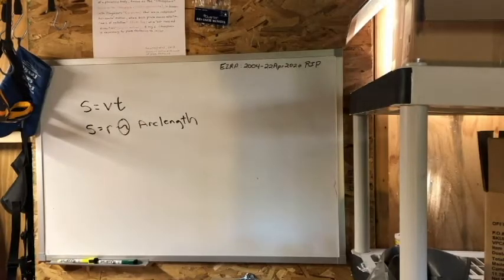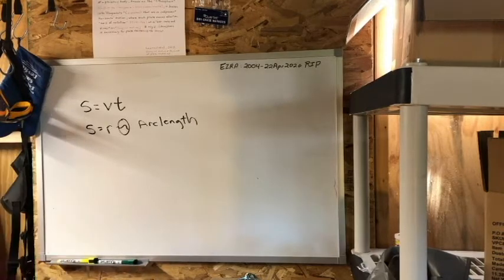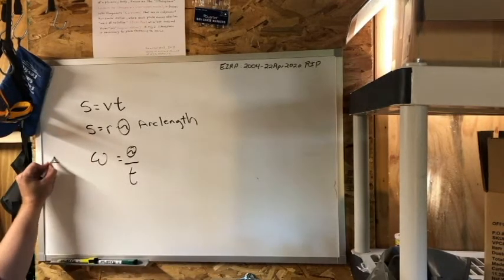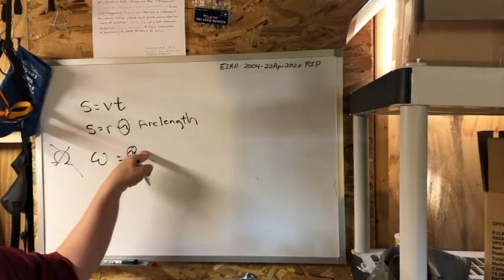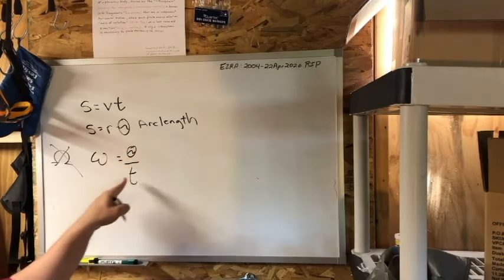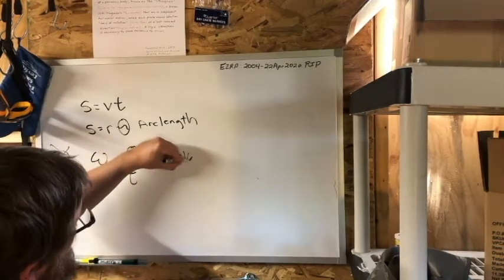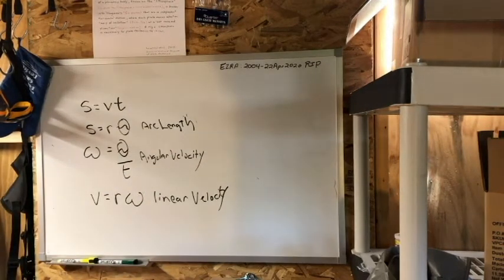Now we're going to talk a little bit about angular velocity. I'm going to show you the equations for that here. Our angular velocity. This is not a W. This is a lowercase omega. Capital omega is this. We're not using that. We're using our lowercase. Theta is always going to be the same thing, radians, and this is time. So this is angular velocity.